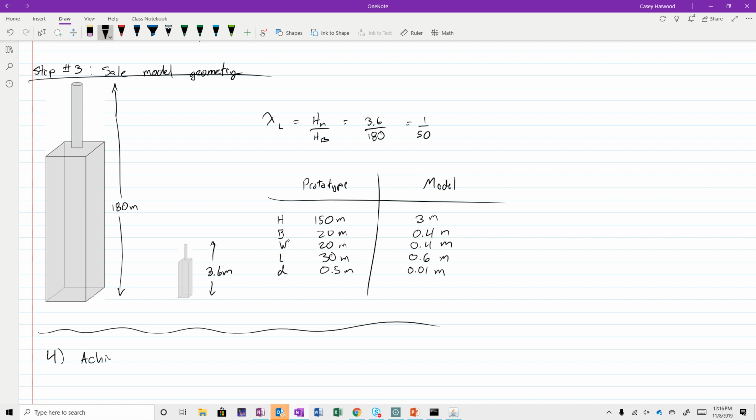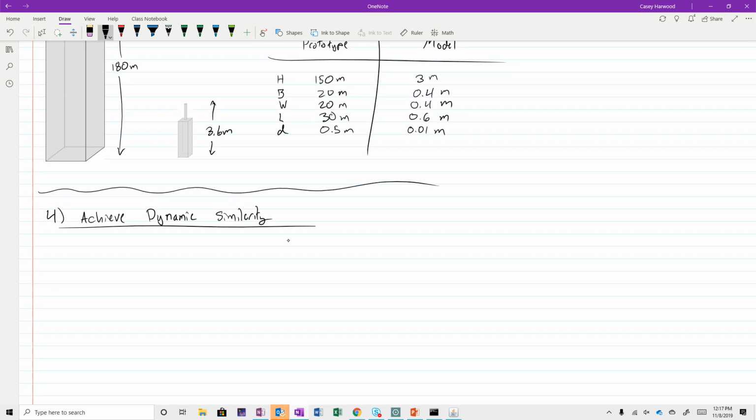Step 4 is achieve dynamic similarity. And this is where things get a little bit more interesting. Because basically, our geometric similarity is taking care of all but one pi term. The only pi term left on the right-hand side is our rho VB over mu, which is equal to 2.75 times 10 to the 7th.